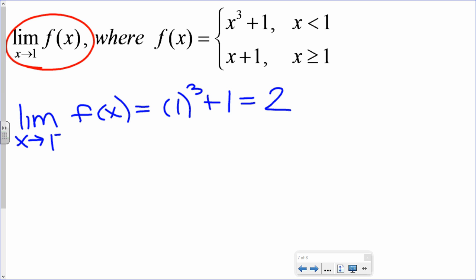Do you agree with Brett's first step? From the left, we have x cubed plus 1. So we plugged 1 into x cubed plus 1. Okay? So far, so good. Let's see, Will, second step. I plugged 1 into x plus 1.